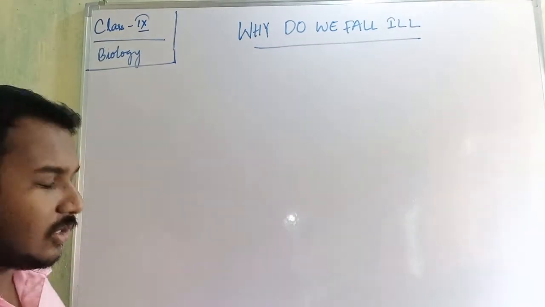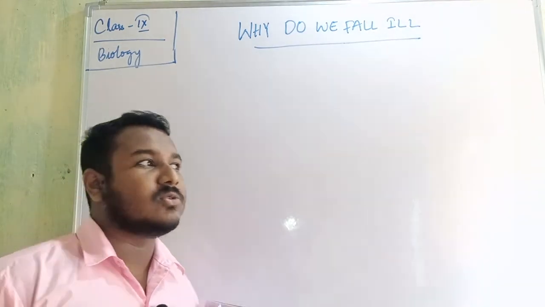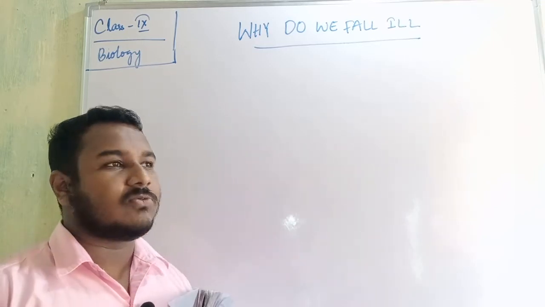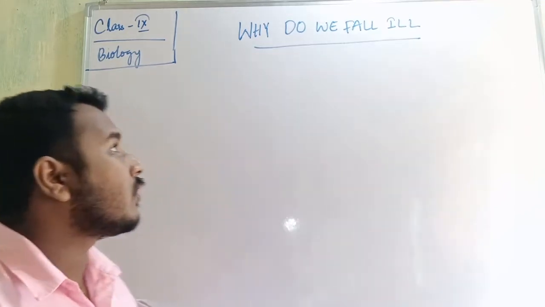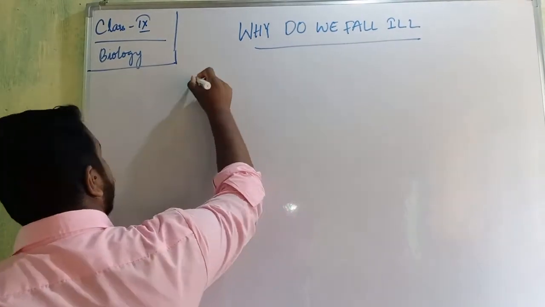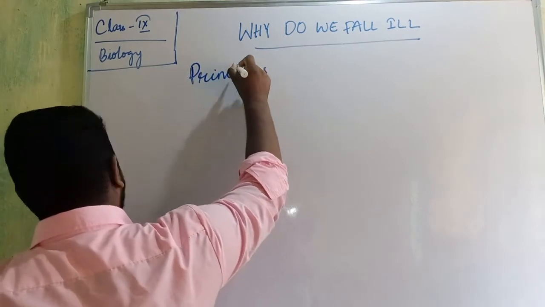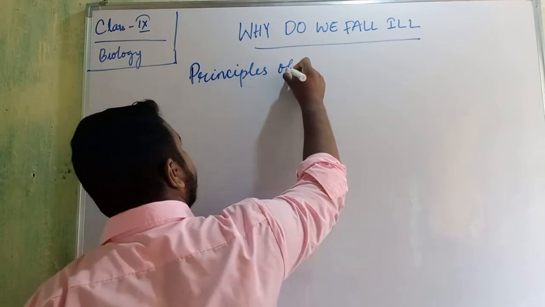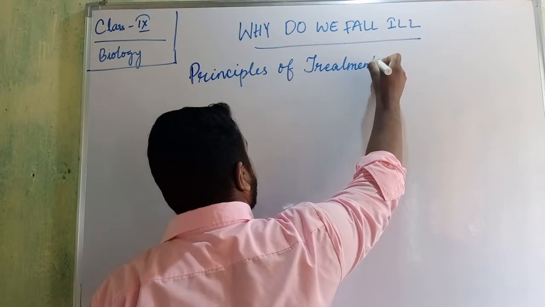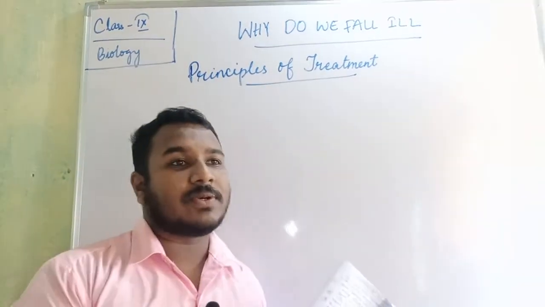Last time I taught up to organ specific and tissue specific manifestation, means how our immune system is working, how it is killing all the germs, the microbes. So we will continue from the further part. Today we are going to start with the topic principles of treatment. Okay, we are going to start from this principle of treatment.